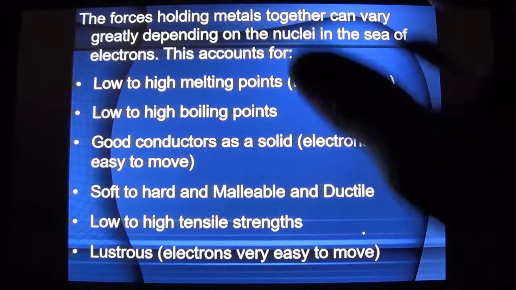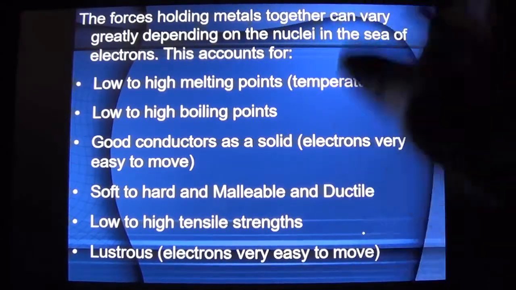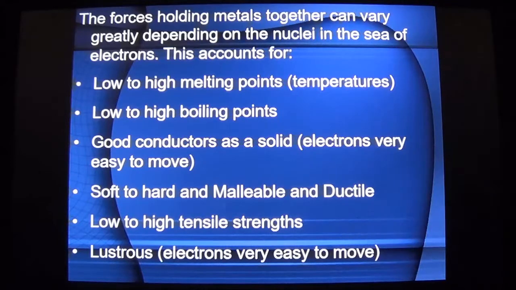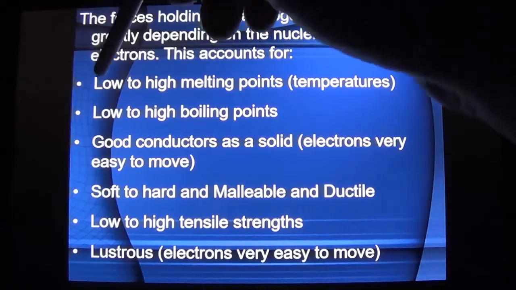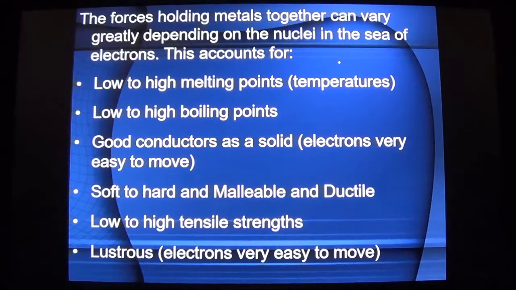Okay, so now we're on the far right column, under metallic bonding. And the forces holding metals together, again, we can't really generalize. It really greatly depends on what metals are involved in the bonding. Some metals will have really strong bonds, others not so much. So we will get a whole range from low to high melting points, or low to high melting temperatures. We'd have some low to high boiling points then.